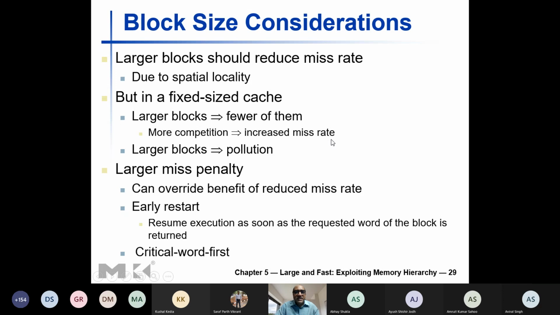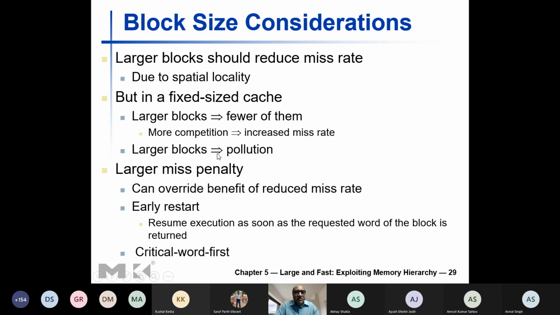Even if the cache size is very limited and you increase the block size, the cache can accommodate very few blocks. Then again, it leads to an increase in the miss rate.